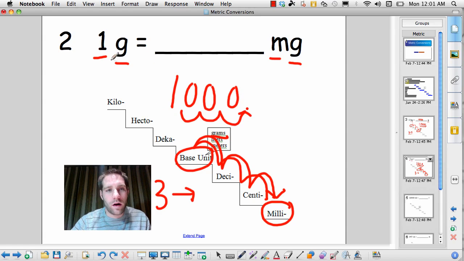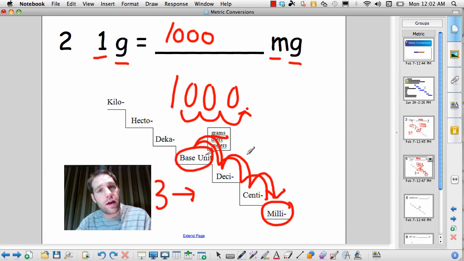Again, we're seeing that 1 gram is equal to 1,000 milligrams. By using our metric staircase, we're able to figure out the number of places that we need to move our decimal, and we're able to do the conversion. Let's take a look at another example.